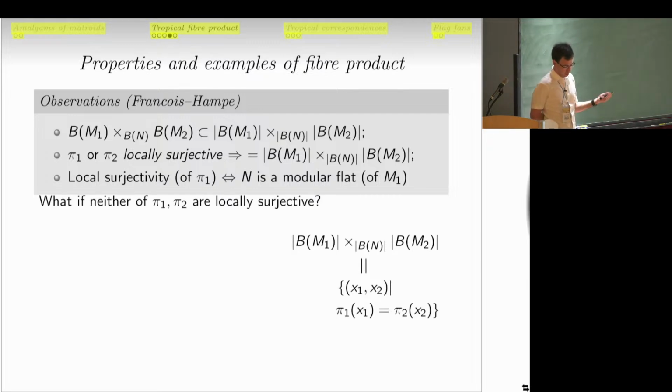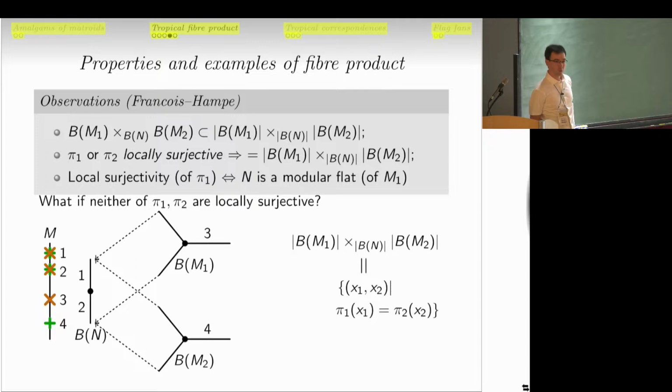Okay, but it's interesting to think about what happens if neither of the projections is locally surjective. Let's consider a very simple example. We have two uniform matroids of rank 2 of size 3, and we try to glue them together, and we have these two projections. We have already seen in Felipe's talk how the projective Bergman fan of each of these looks. Now it gets projected to the Bergman fan of U_{2,2}, which is just two rays looking like this. If we take the set-theoretical fiber product, then it's going to have this two-dimensional piece, because each pair of points on rays 3 and 4 is projected to the same zero point of B(n). So it means that this is not even a pure-dimensional fan.